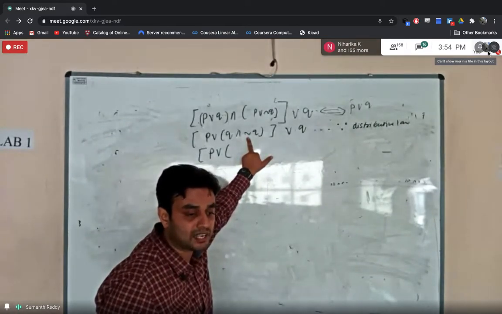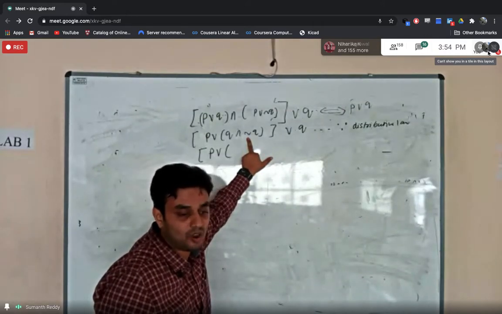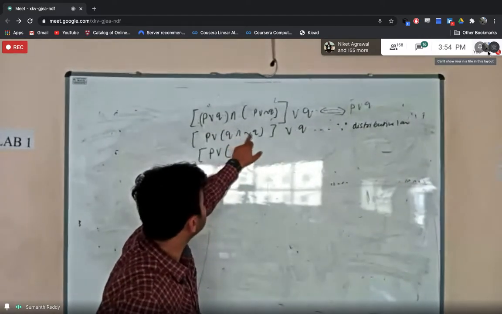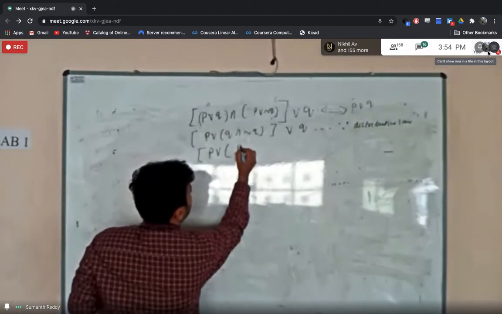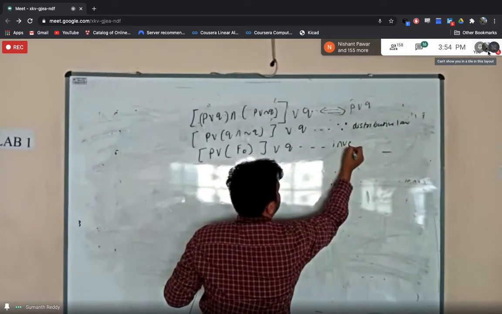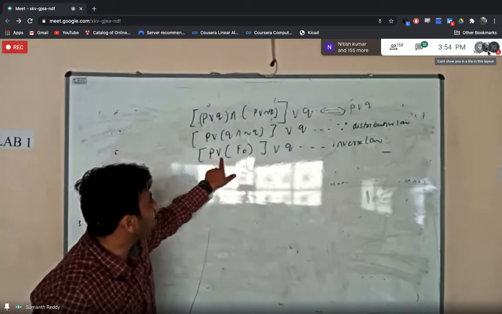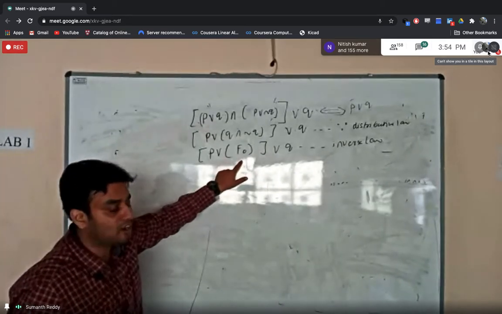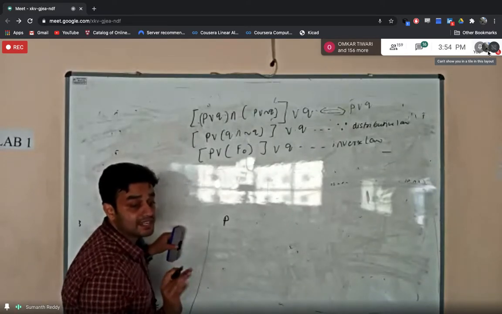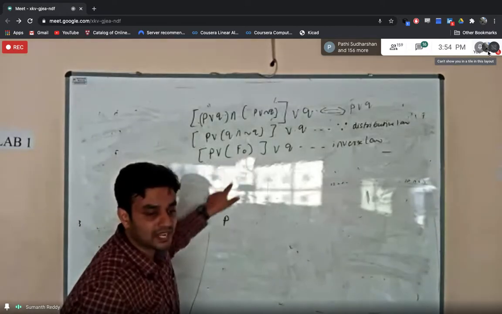I told you, idempotent law means P ampersand of P itself. Inverse law means P ampersand of negation of P, or P or negation of P. So if you apply the inverse law here, what is Q ampersand of negation of Q? It will always be a contradiction. The law that I have applied here is the inverse law. After this, what is P or contradiction? P or F naught will always lead to P itself. That is by which law? Identity law. Identity law tells that if you perform OR with contradiction, you will get the same thing.